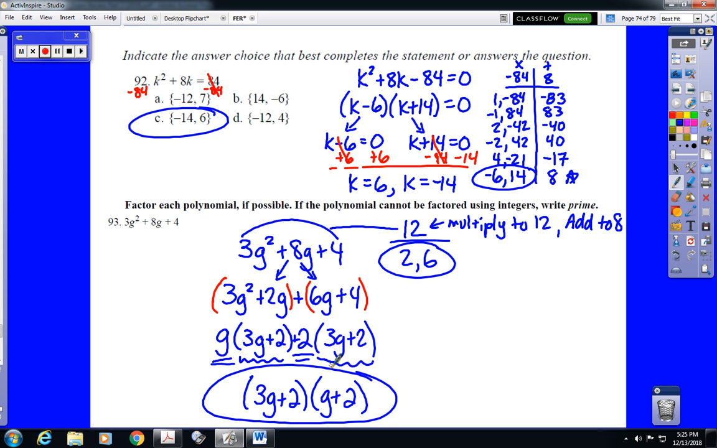So it would be 3g plus 2 times g plus 2. That does it for page 15.